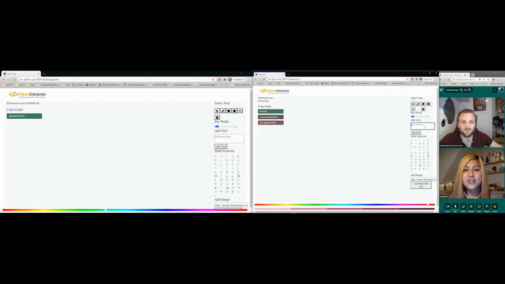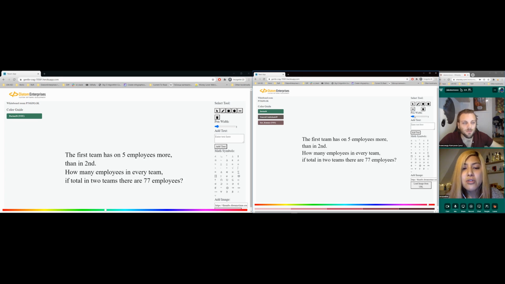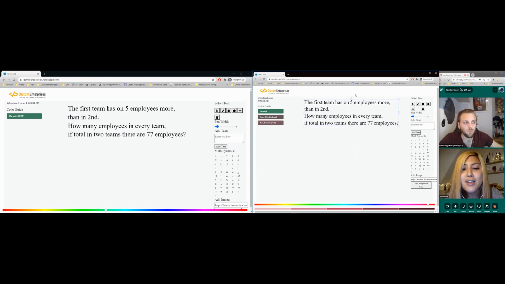So let's start off with the word problem. Let me type out the word problem. So there are 2 teams. The first team has 5 employees more than the second team. How many employees are in each team if the total number in the 2 teams is equal to 77 employees?